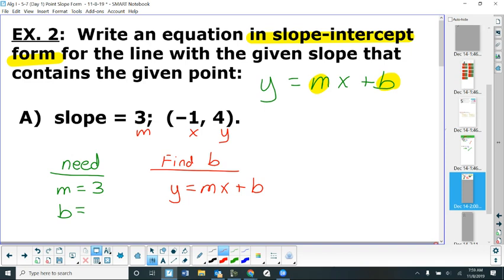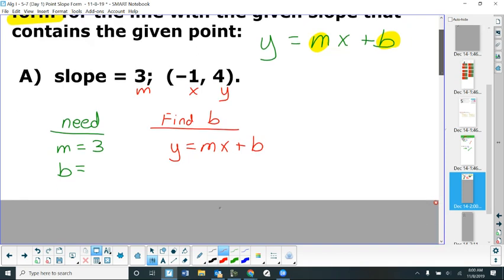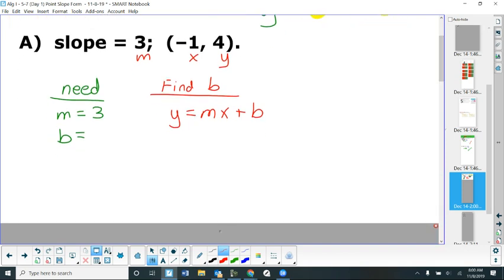So let's go to Skylar. So Skylar, when you plug some values in, what are you going to plug in for y? 4. What are you going to plug in for m? 3. Good. How about x? And b is just b. We don't know b. We're trying to find b. So now do your math to solve this equation for b. You're going to do what? 3 times -1 is what? And how do you solve this equation for b?